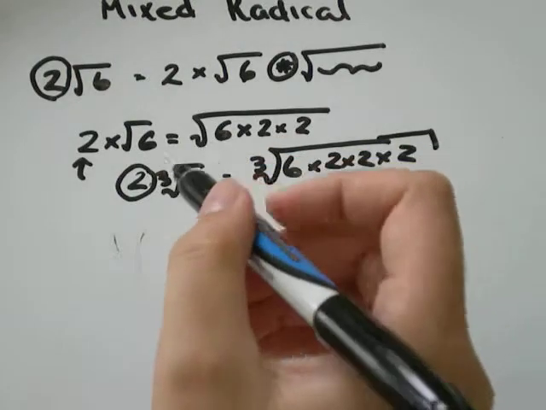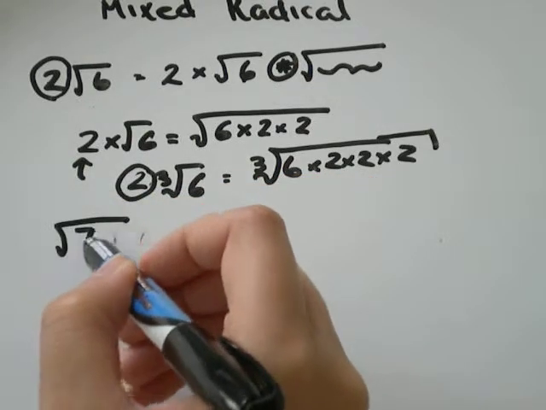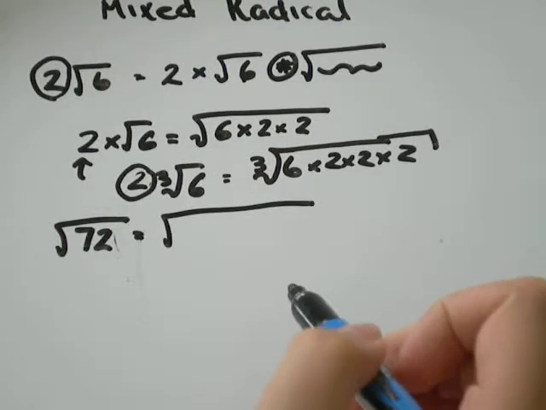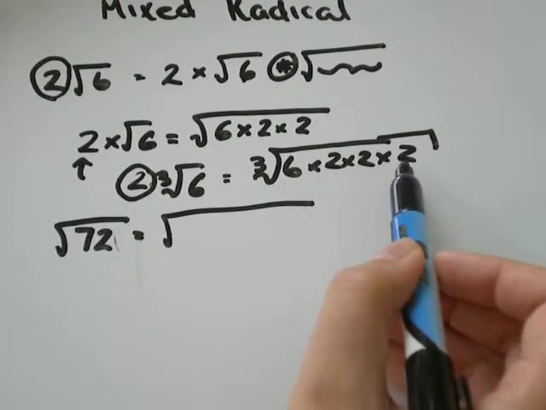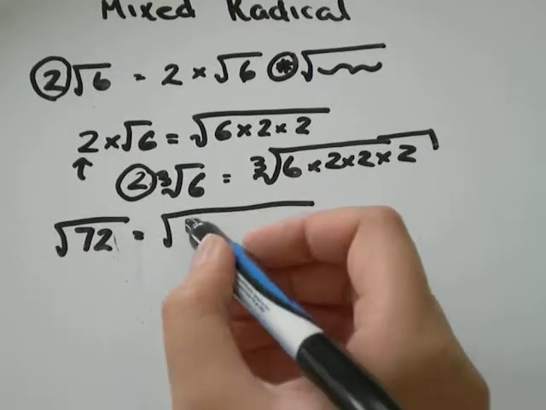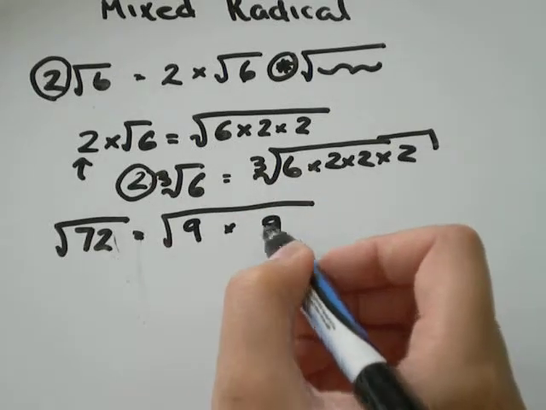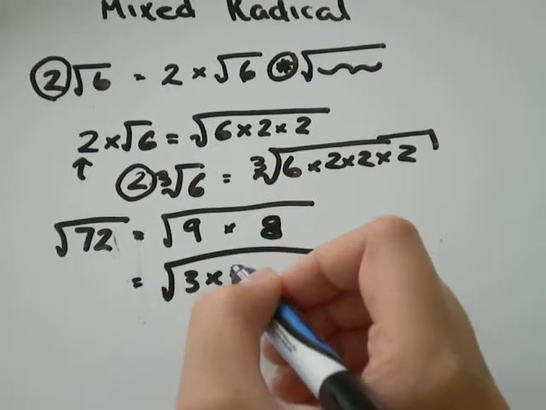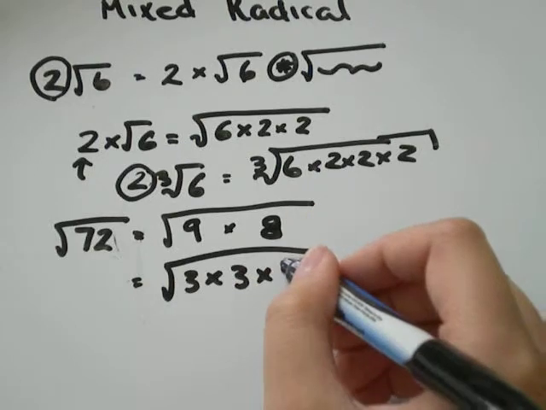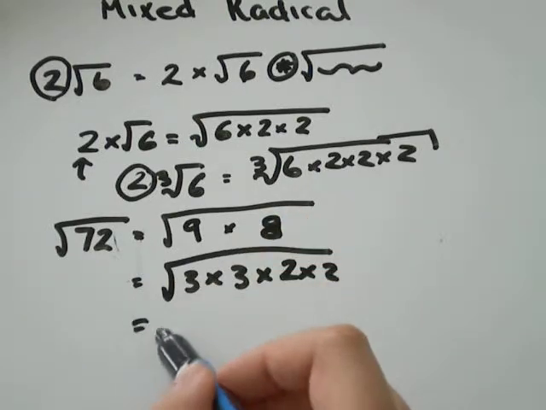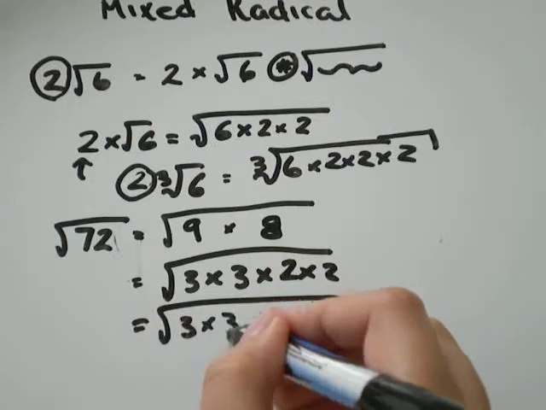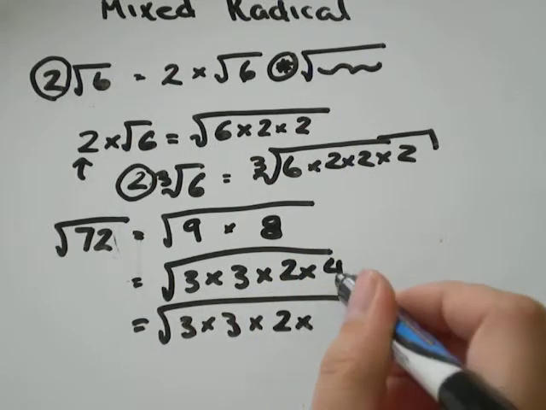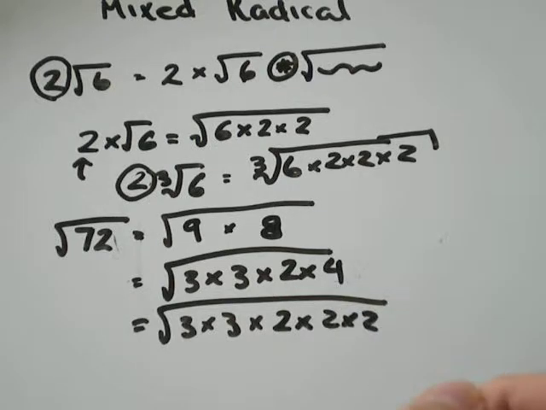To go the other way, we might have a number like the square root of 72. Let's see if we can break that down into a bunch of small numbers being multiplied together. 72, I know that's 9 times 8. 9 is really 3 times 3, and 8 is really 2 times 4. So I've got 3 times 3 times, 2 times 4, and 4 is really 2 times 2.